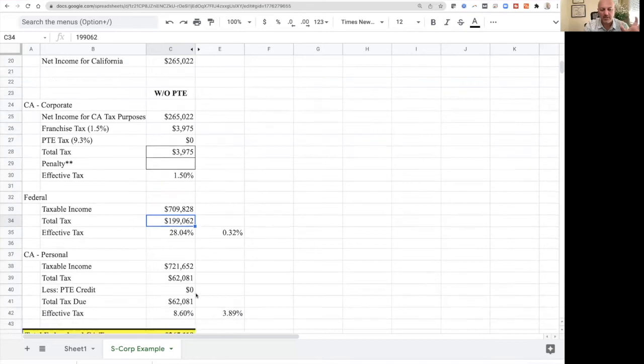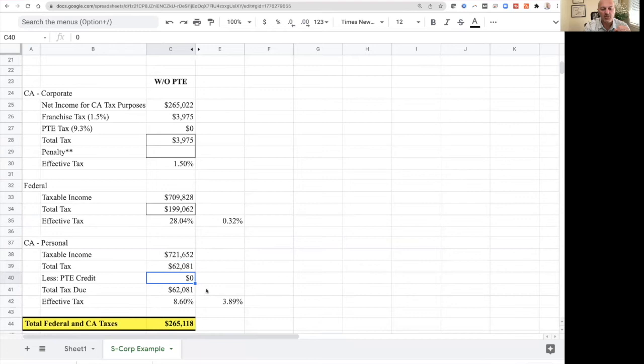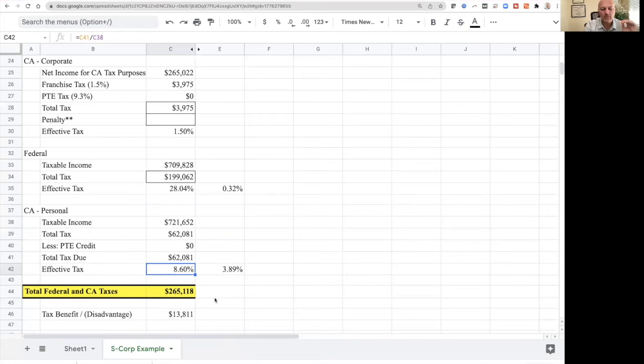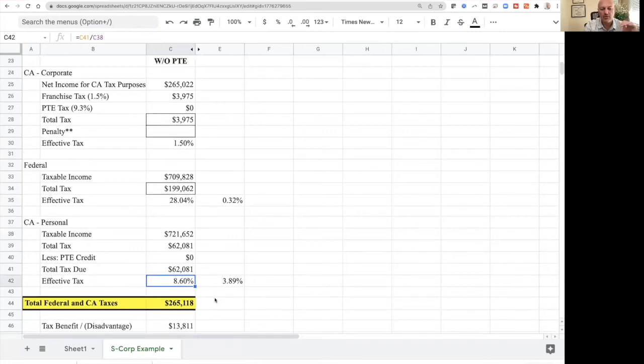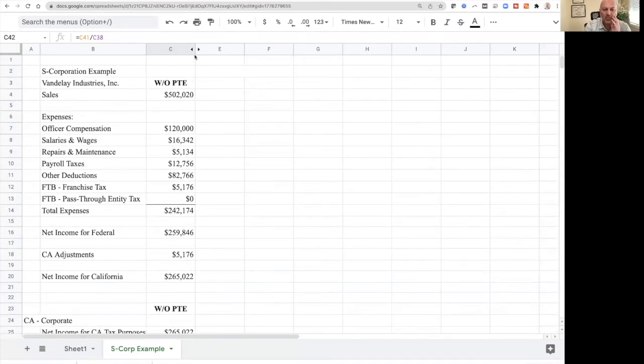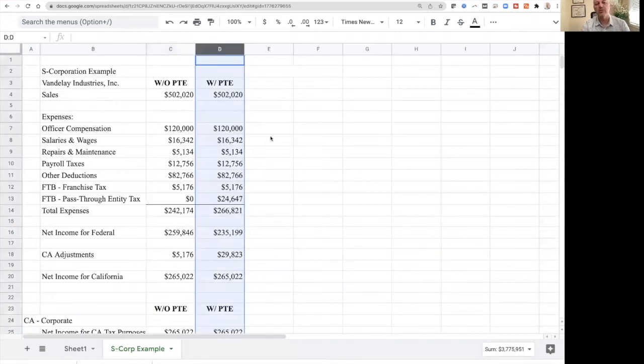On the California side, his taxable income is about $721,000, a little bit higher than the federal because California excludes certain types of write-offs. And his total tax for California purposes is about $62,000. Now, again, he has not elected to do the pass-through entity tax, so he doesn't get a credit for that. On his California effective tax, it comes out to about 8.6%. So his total federal and California taxes are $265,118. Now let's see what happens when he decides to elect for the pass-through entity tax.